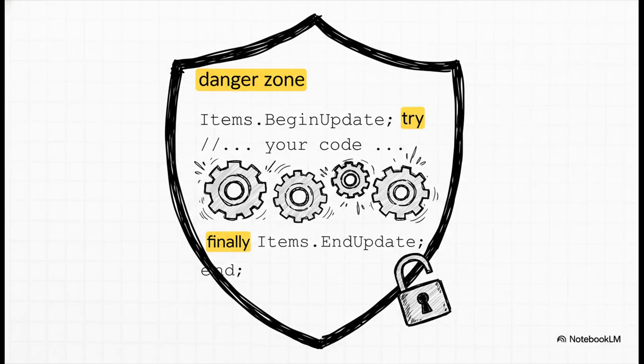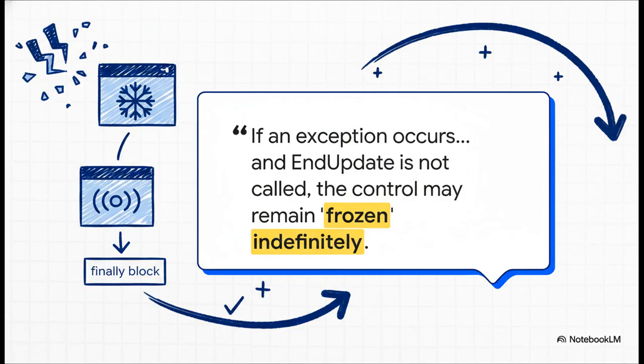You have to, and I can't stress this enough, always wrap your update code inside a try finally block. No exceptions. BeginUpdate goes right before the try, and EndUpdate goes inside the finally block. This structure is completely, 100% non-negotiable. And here's exactly why this is so critical.